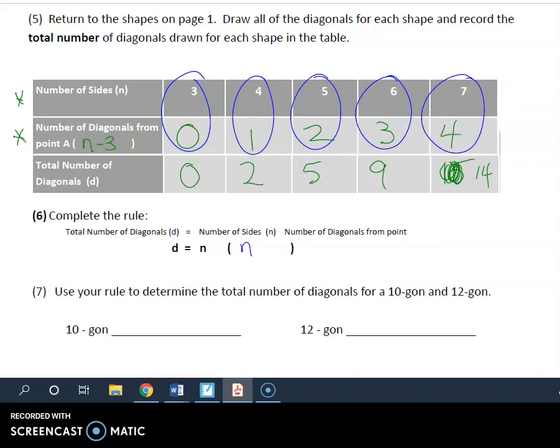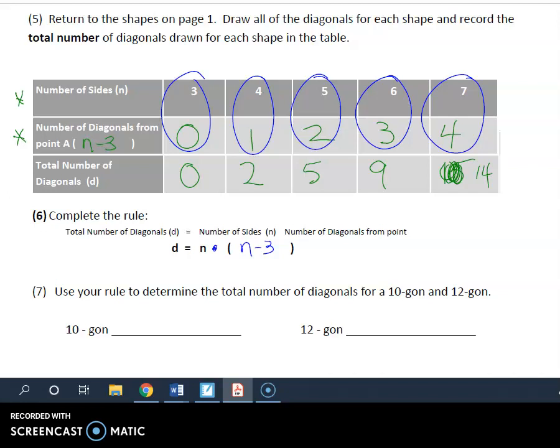I will tell you, because we're not in class and you're watching this video, that the two numbers, the n value and the n minus 3 value, we're going to multiply together, which is still not enough to finish the formula. We still need to do something else, but it is a multiplication problem. So 3 times 0 is 0.